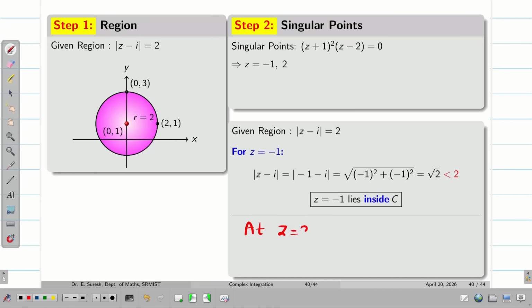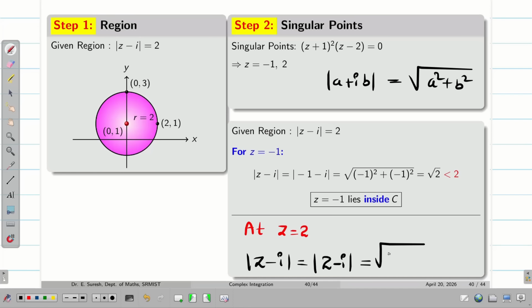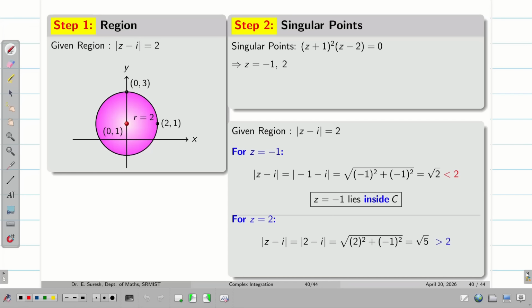Next, at z equal to 2, similarly take the LHS. Modulus of z minus I, that is equal to 2 minus I. Then we use the same formula. Modulus of a plus ib is equal to square root of a square plus b square. So square root of 2 square. The coefficient of I is minus 1. So minus 1 whole square is equal to square root of 5. Now we have to compare our LHS with the RHS value 2. Use your calculator. It is very obvious. Square root of 5 is greater than 2 because square root of 4 is 2. Therefore, we can conclude that z equal to 2 lies outside C.